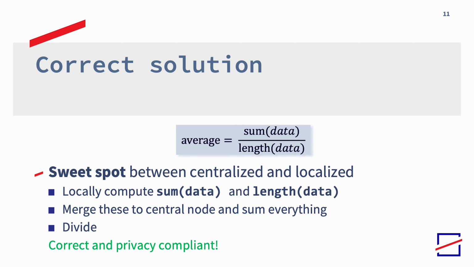And actually, we just compute the sum and the length of the data locally. We share all these quantities, which are aggregate quantities, so we're allowed to share them. We share them on the central node, and they are added together. And then we simply divide the global sum and the global length to get the correct global average.